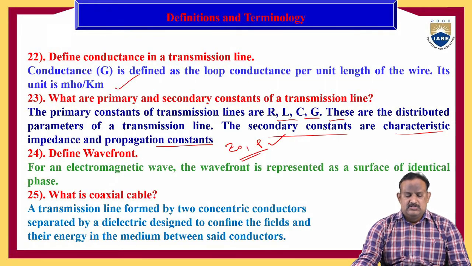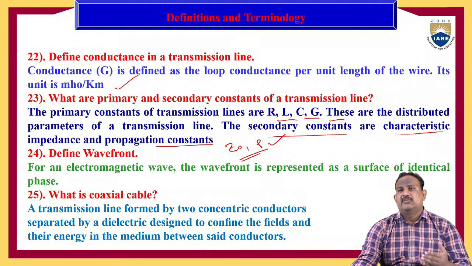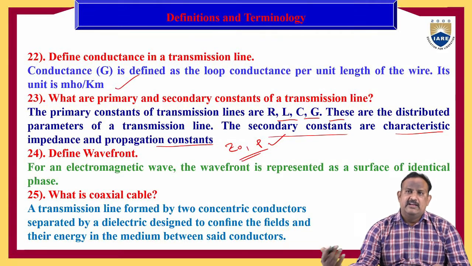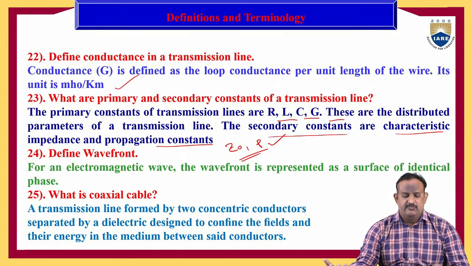Define wavefront. For an electromagnetic wave, the wavefront is represented as a surface of identical phases. If we have identical phases, then we can call it a wavefront.